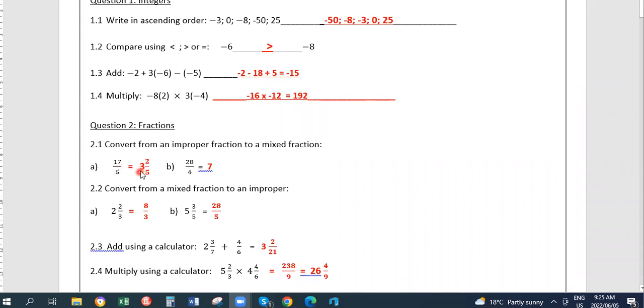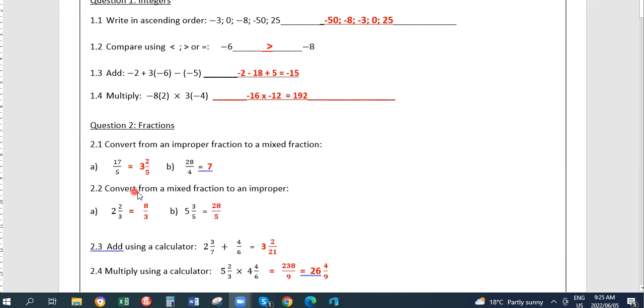So 5 goes into 17 3 times. Remainder, 5 3s are 15. Remainder 2 to give you the 17. So 2 over 5. Same here. 4 goes into 28 7 times. There is no remainder, so there is no fraction here. It's a whole number of 7.